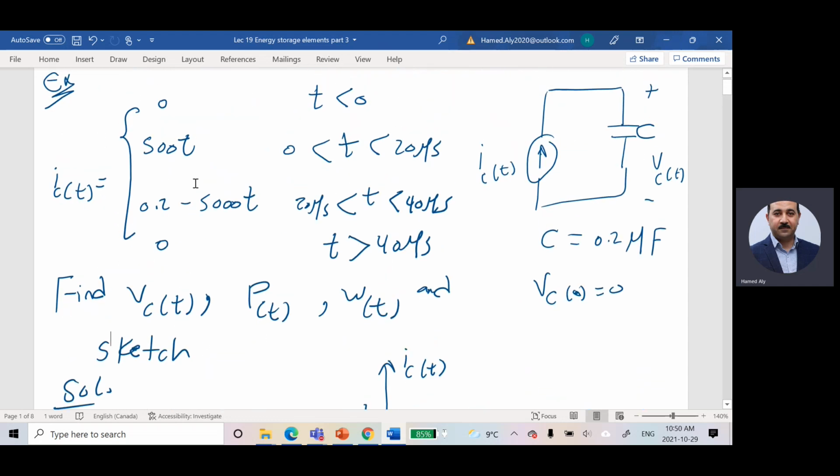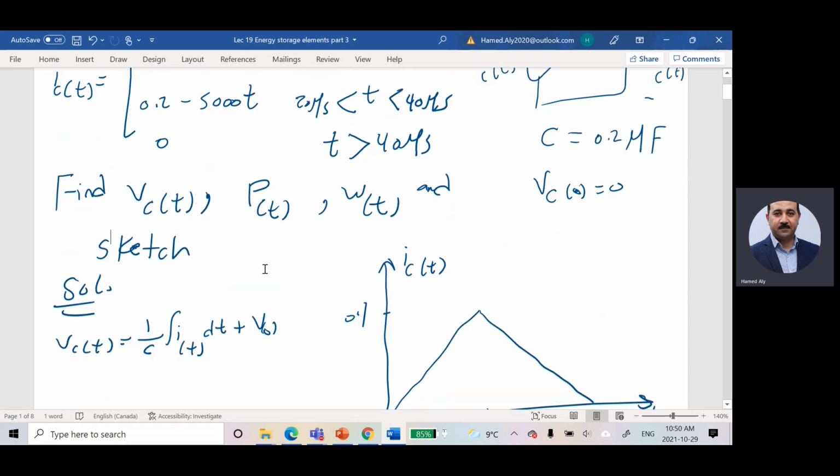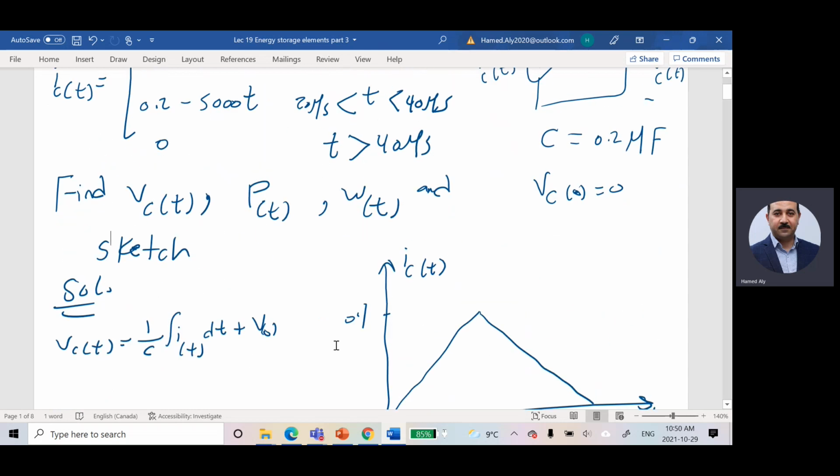The problem here is I is defined by different definitions. So I have to divide my problem into different periods. The first period, if t is less than 0, based on that equation, he told me that V of 0 is equal to 0. So this will be 0 and this will be 0. The V will be 0 before 0. No need to write that.